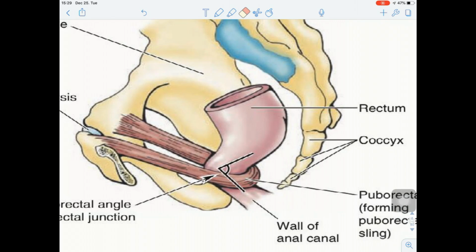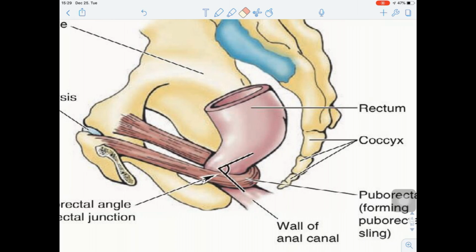So how would you store the stool in the rectum? You need an angle to be formed, because otherwise, if the rectum was just straight going down, there wouldn't be a way to store the stool. So the puborectalis muscle, as it forms a sling around the rectum, wraps around it and forms an angle of about 80 degrees.